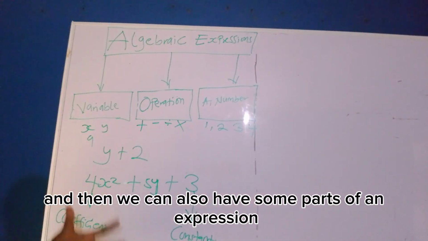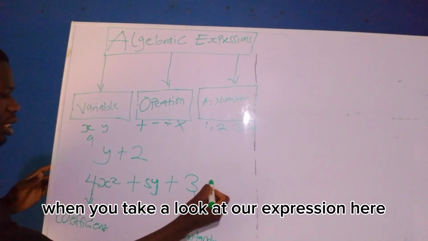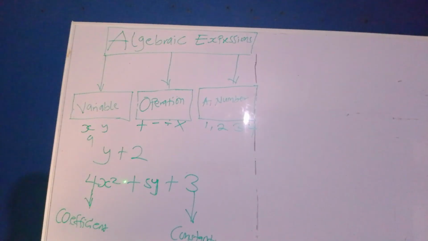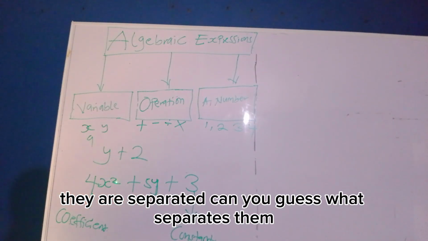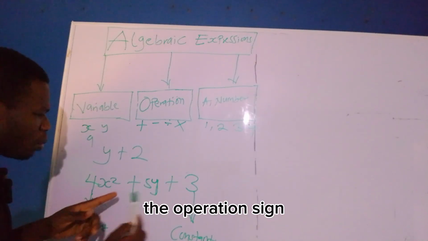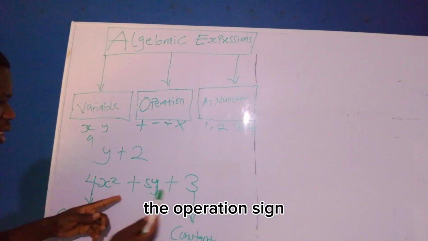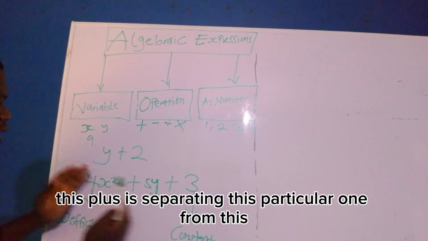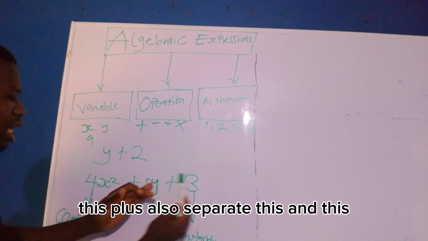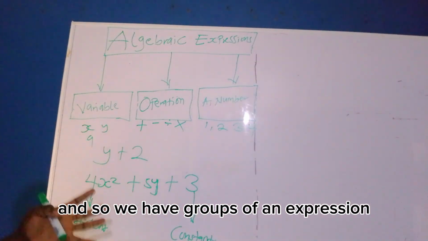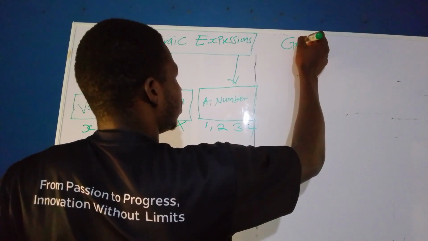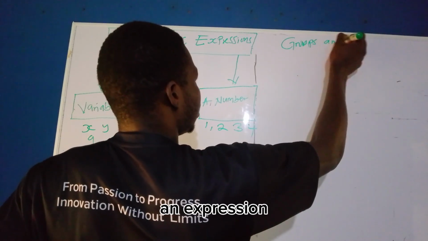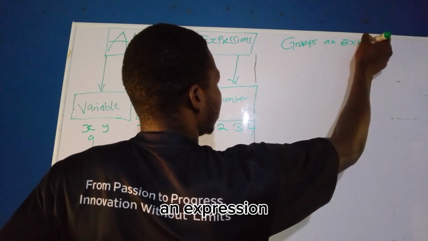And then we can also have some parts of an expression. When you take a look at our expression here, they are not written boxed together at once. They are separated. Can you guess what separates them? The operation sign. This plus is separating this particular one from this. This plus also separates this and this. And so we have groups of an expression. So let's take a look at the groups of an expression.